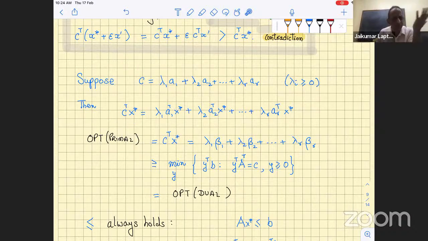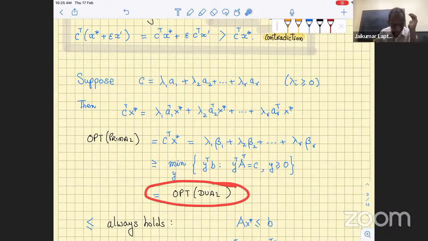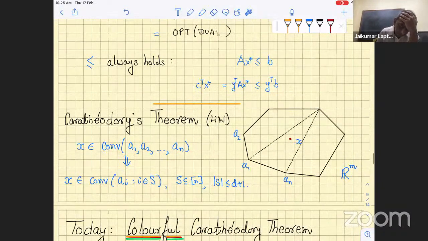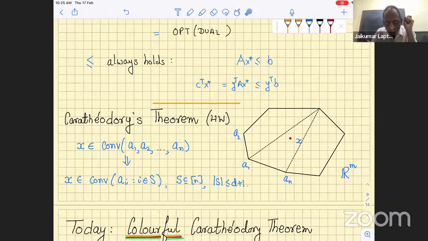And we already know by weak duality that the dual could not have done any better. So this must be equal to the optimum. Okay. So is this clear?